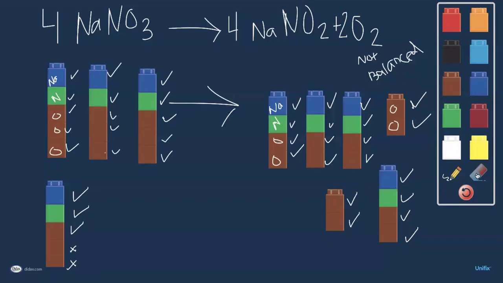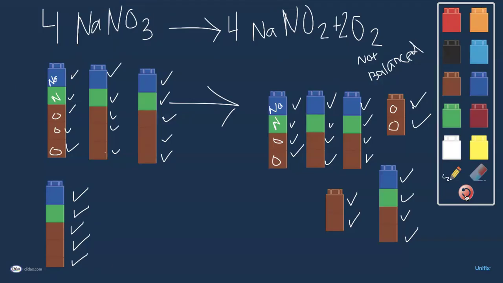And now, finally, this is balanced. Yay, us. Right? So it was not balanced before. We had to have four sodium, Na, nitrogen, oxygen three, right? And then on the other side, we have four, and now we have two O2. Okay. So that is our second problem.